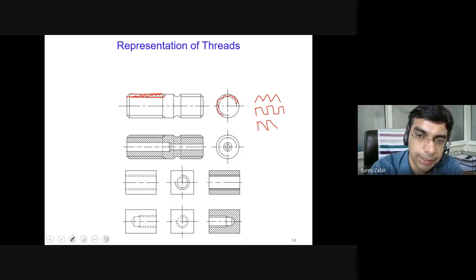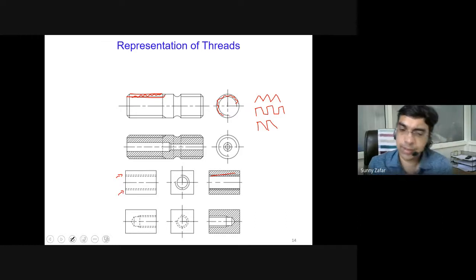Again, to avoid confusion and for simplicity, this is made only in three quarters, not the complete circle. Similarly, in the case of internal threads, again there are two parallel lines, and similarly there are two concentric circles which are shown. And in the side view, if they are in the hidden portion, then this type of parallel hidden lines are used as shown here.